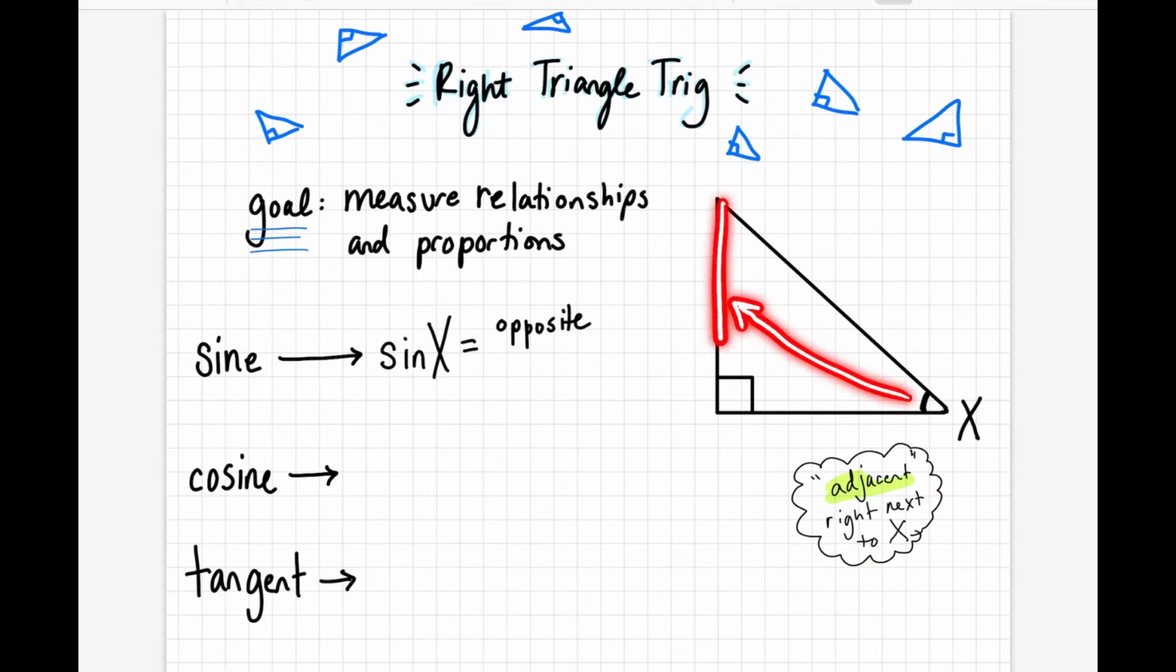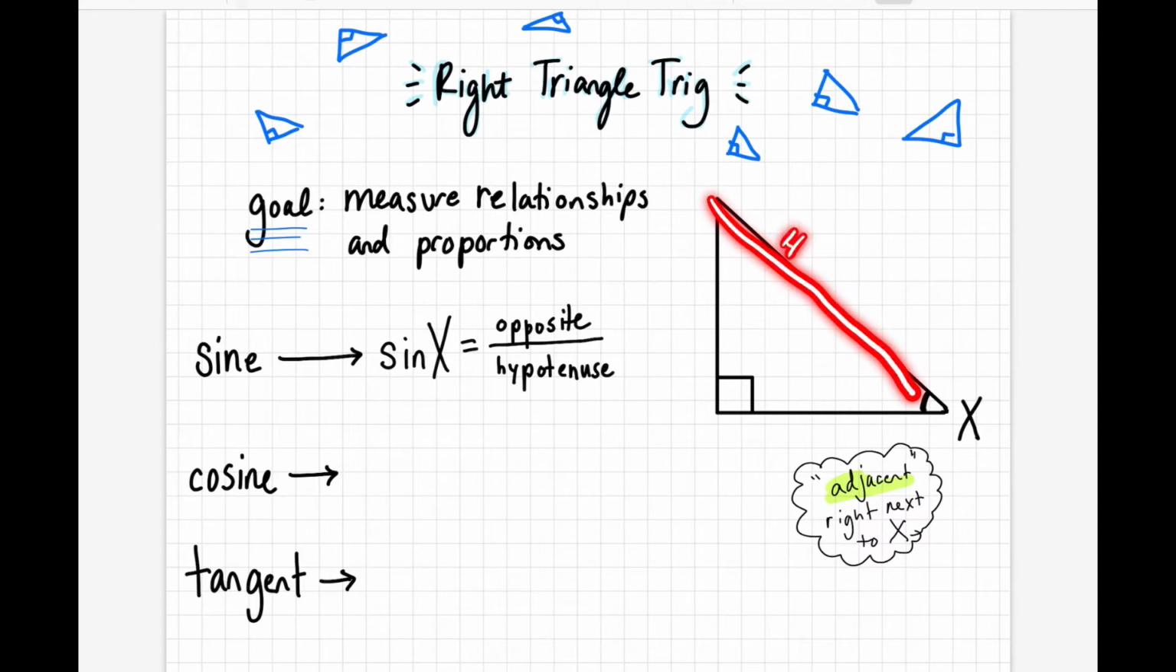So opposite side is over here, it's right across from the x, over the hypotenuse. And the hypotenuse is going to be over here. It's the longest side of the triangle. This is the hypotenuse. The hypotenuse is always the longest side of the triangle. And that's how we find sine. So let's color code this a little bit. The hypotenuse is this longest side, and then the opposite was the one that was right across from our angle, right across from our reference angle x.